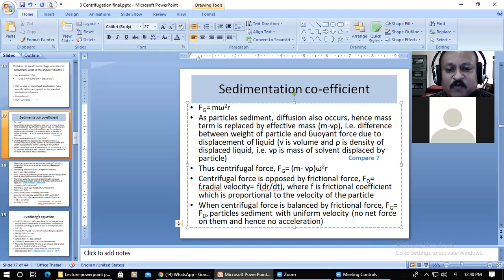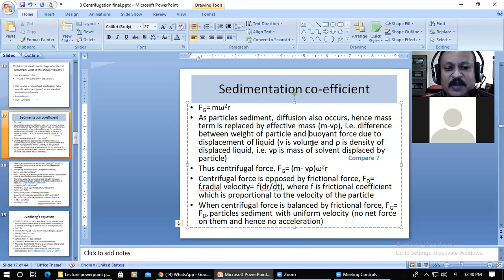Do not get worried, because whatever we have already seen yesterday, we are trying to understand again, but in slightly different terms. There is no difference between what we saw yesterday and what I am going to tell you today. But for a better understanding of the sedimentation coefficient or the molecular weight of a particle, we are slightly deviating from what we did yesterday. In a little different way we are going to understand the same thing. So here we have seen about the effective mass.